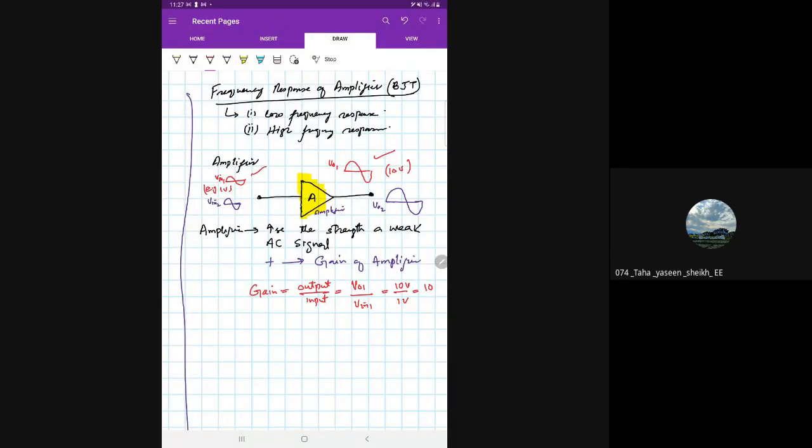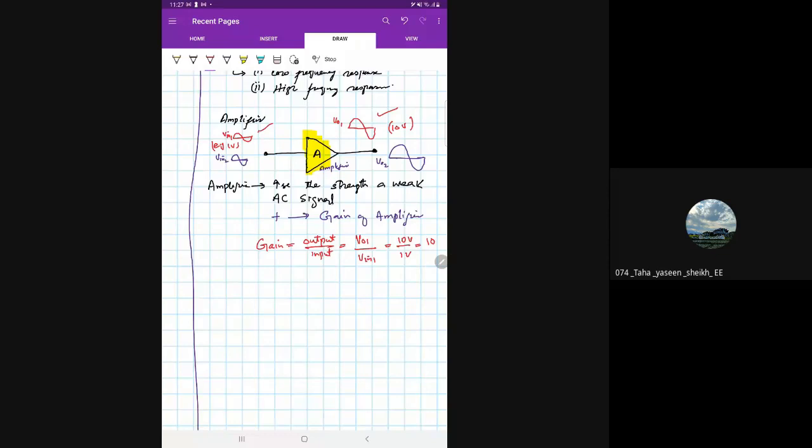Now, there is another thing. This is one aspect: gain is a very important thing for an amplifier. One amplifier would have one gain, and another amplifier will have another gain. It is not necessary that all the amplifiers will have the same gain.